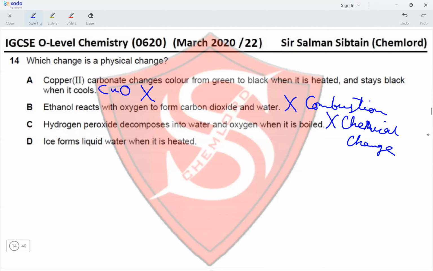So this is incorrect as well. Ice forms liquid water when it is heated. So the change of state is from solid to liquid, which is a physical change and not a chemical change. Therefore, option D is the correct option for this question.